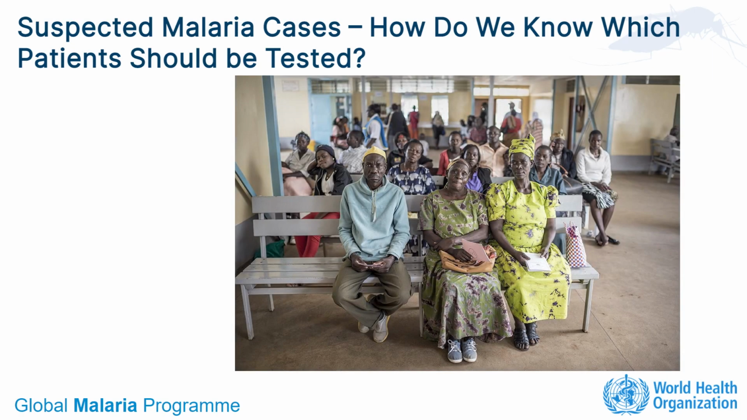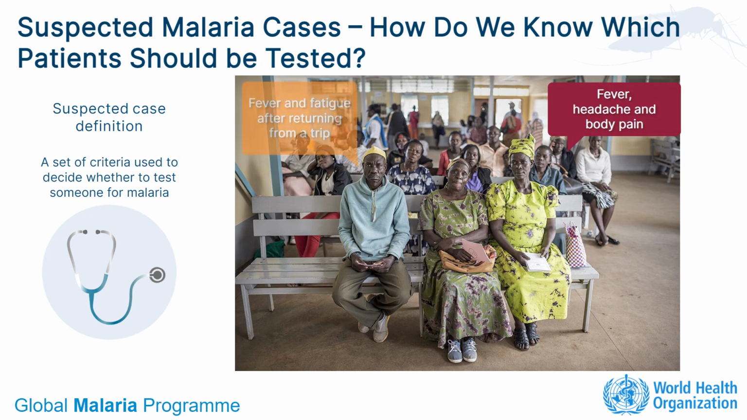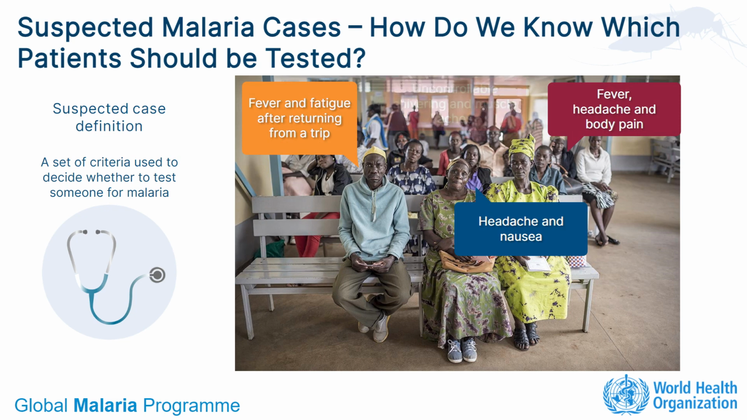We mentioned that the first step of case identification is the development of a suspected case definition. A suspected case definition is a set of criteria that is used to decide whether or not to test someone for malaria. For example, the suspected case definition could be fever plus body aches or fever with recent travel. It could even include characteristics of people, such as adult men with fever or a history of fever. People whose symptoms or characteristics match the case definition are tested for malaria.